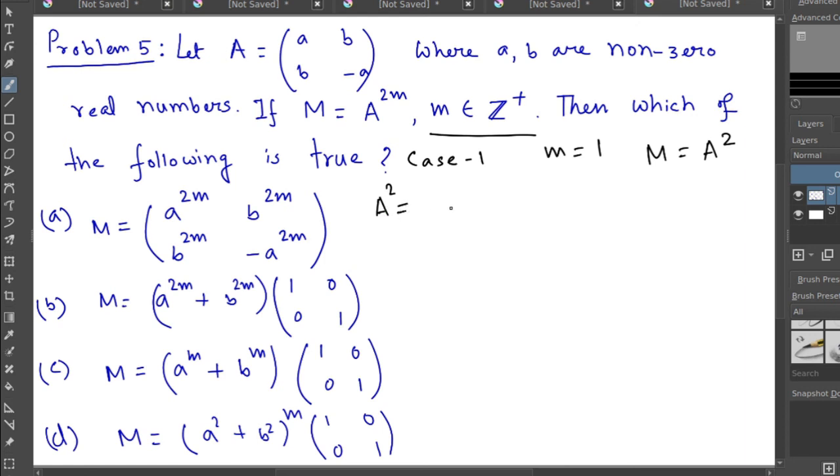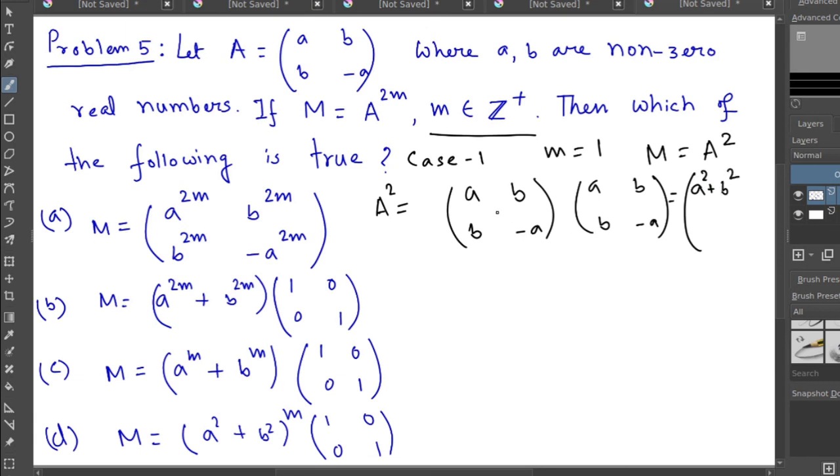A square is nothing but A into A, so (a, b; minus b, a) into (a, b; minus b, a). If you just calculate this, it would be a square plus b square, and this entry will be ab minus ba, which is 0. This one is ba minus ab, again 0, and b square plus a square, so this is again a square plus b square. So we can write this as a square plus b square, since this is a real number, times the identity matrix 1 0 0 1. So A square is this.